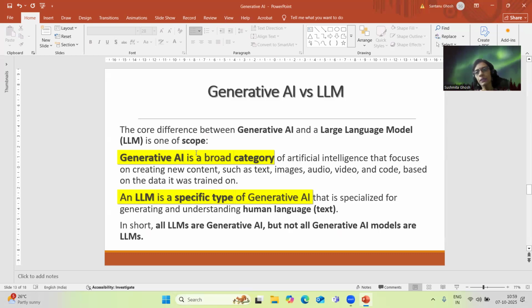The second aspect is new text, new video, new audio generation. So generative AI. And amongst everything here, you have language also working everywhere. So LLM is also part of it. So all LLMs are generative AI, but not all generative AI models are LLMs. It's part of it. They work in tandem. It's very important.